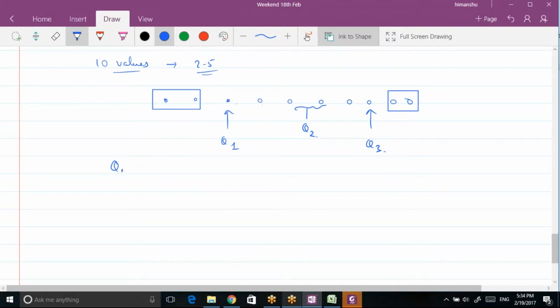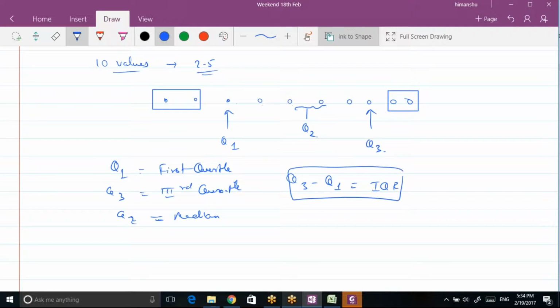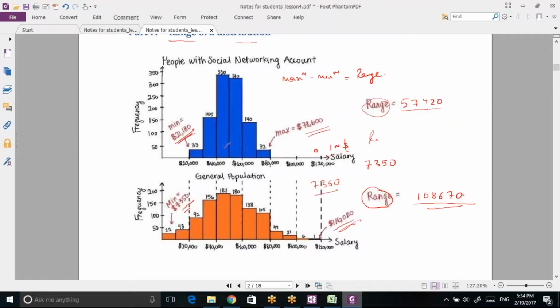So Q1 is called the first quartile, Q3 is called the third quartile, and Q2 is your median. Now Q3 minus Q1 will be my IQR. Clear? That's how we calculate IQR. Now let's take an example in notes.